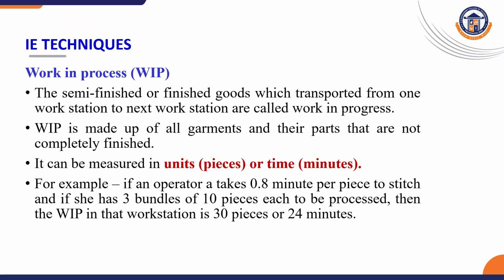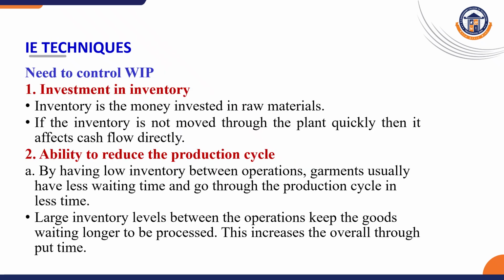It is made up of all garments and their parts which are not completely finished, but it can be measured in pieces or in minutes. For example, if an operator takes 0.8 minutes per piece to stitch, and she has three bundles of 10 pieces each to be processed, then the work in progress at that station is one bundle of 10 pieces, three bundles is 30 pieces, and she has around 24 minutes, 0.8 into 30, to complete that. So this is what it is.